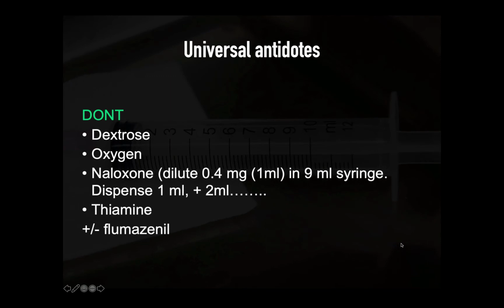The universal antidotes come down to DON'T. Dextrose, oxygen, naloxone, thiamine, plus or minus flumazenil. Dextrose, obviously, for hypoglycemia. Oxygen, obviously, for the hypoxic encephalopathic. Naloxone, if you suspect an opioid overdose type syndrome where they're hypoventilating with pinpoint pupils.